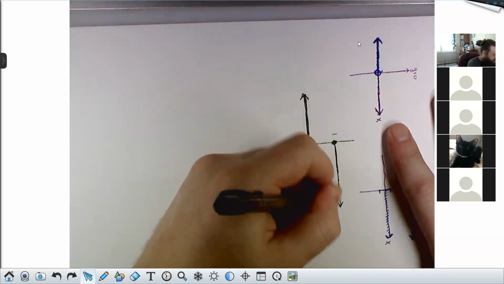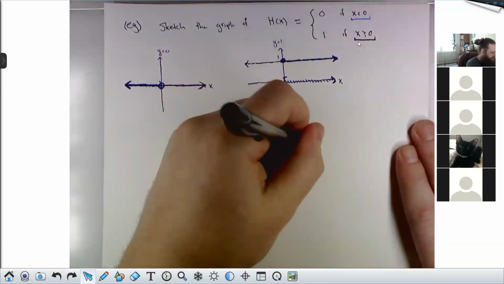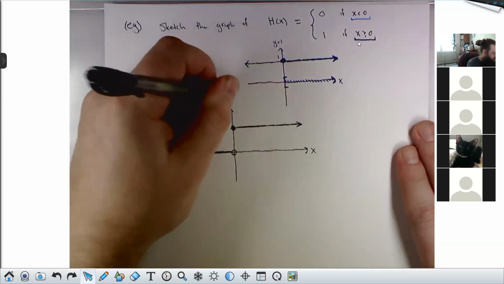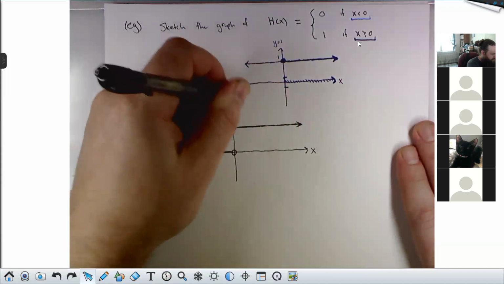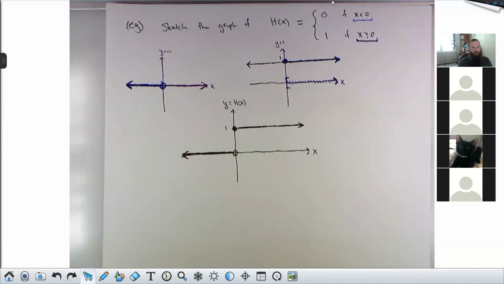All right, that's it. That's the graph of this function. This is, of course, the x-axis, and this is the graph y equals h of x. So something weird is going on at 0. Obviously, this is kind of a strange graph. These pieces don't match up.